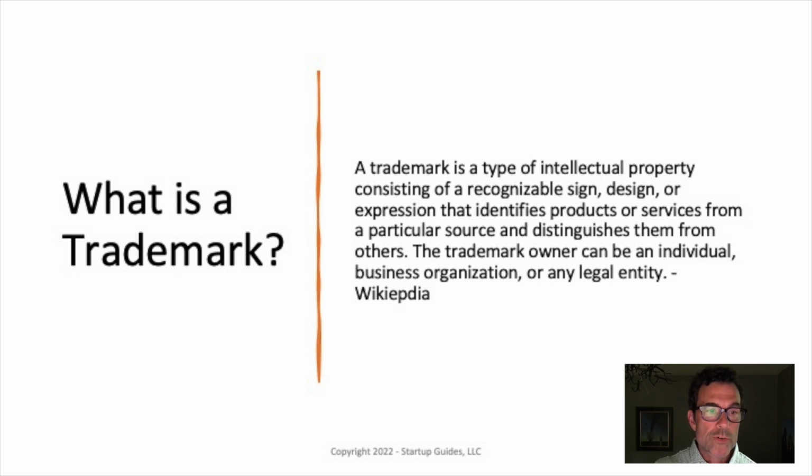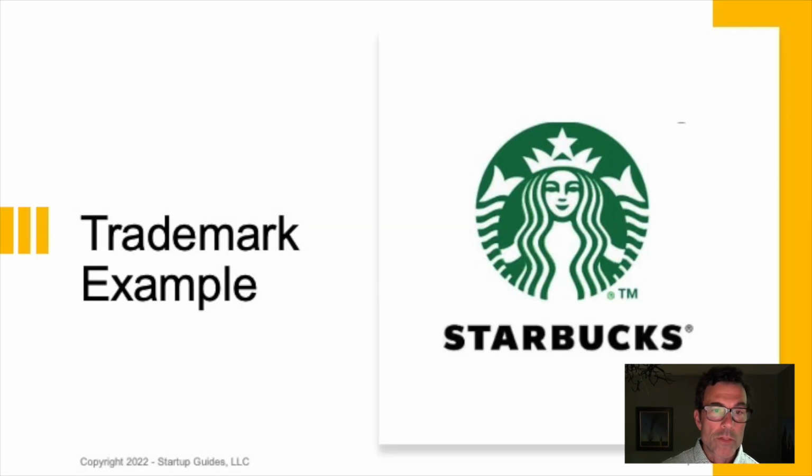So that's what a trademark is. That's what the purpose of it is. Another good example, obviously, is Starbucks, both the name, right, the Starbucks name, and the logo. And in fact, you'll see Starbucks has a little circle R next to it. That means it's a registered trademark. You'll see the Starbucks logo has a TM. That means it's a common law trademark.